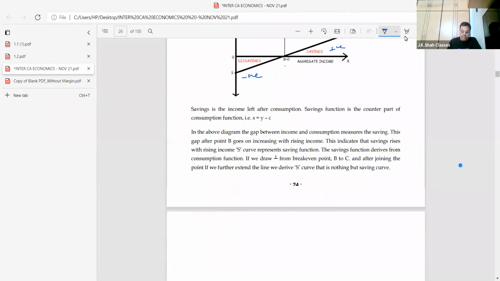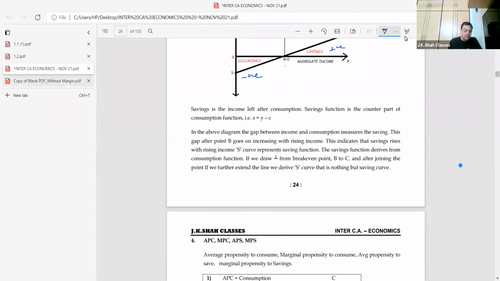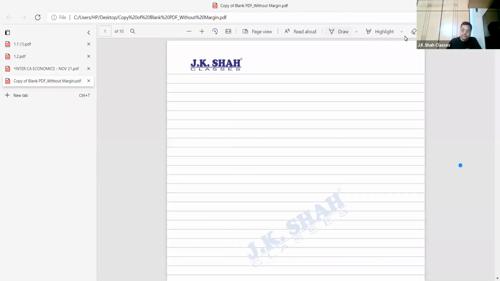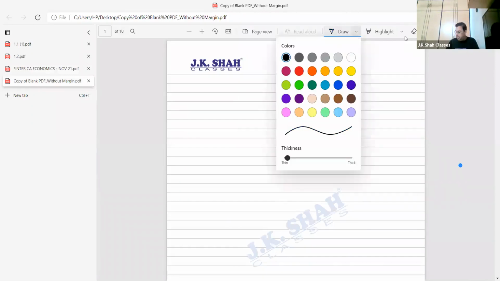Next concept that we have to study is propensity to consume. Kindly pay attention. There may be some particular numericals based on this propensity to consume.